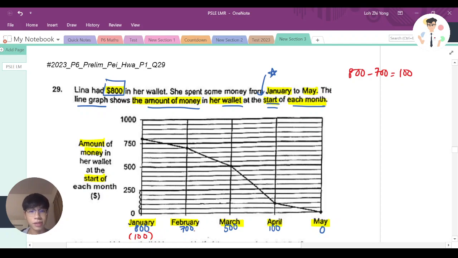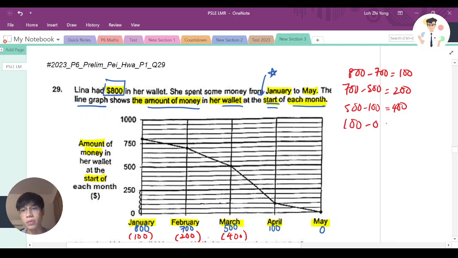So the same thing, 700 minus 500 is 200, which means that you spend 200 on February. And March to April, 500 minus 100, that is 400, means you spend 400 on March. And April to May, 100 minus 0, that's 100. Means that you spend 100 on April. And May, I don't have any more.